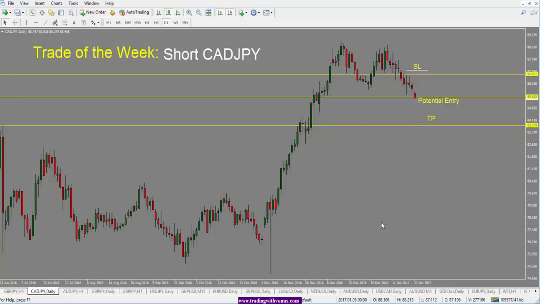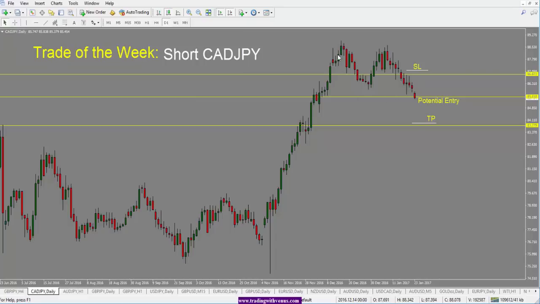For this week, the trade of the week will be a short CAD/JPY position. One very important thing about the CAD/JPY here is that last week we had Bank of Canada Governor Poloz speak, and his speech was bearish for the Canadian dollar. He talked about potential interest rate cuts, and because of that we saw a big drop in the Canadian dollar.